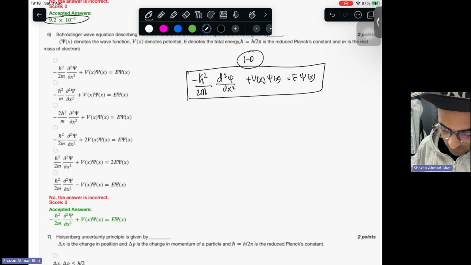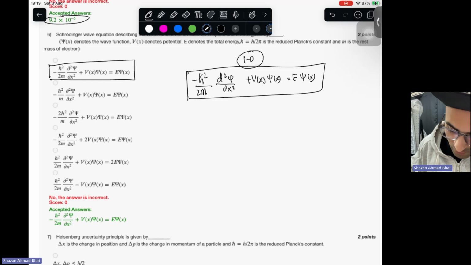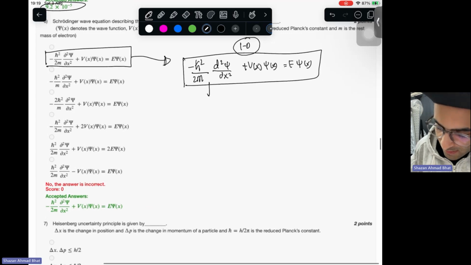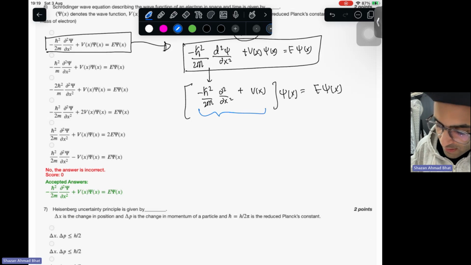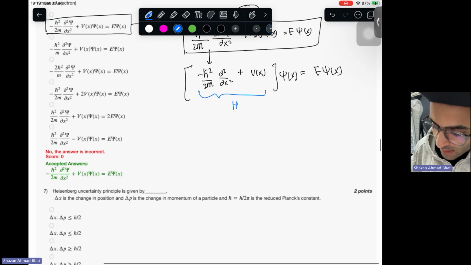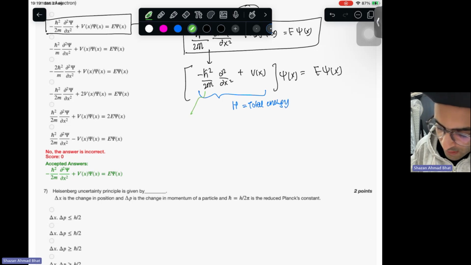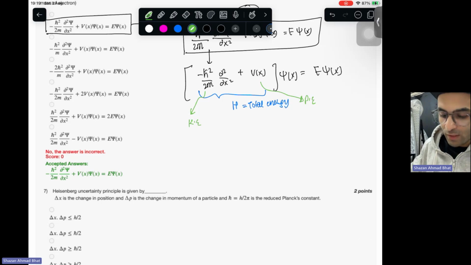Okay, so you write minus h bar square divided by 2m. So this particular thing is the answer of this question. So if you just take, you can write it as minus h bar square by 2m d square by dx square plus v of x psi of x to be equivalent to e psi of x. And this particular thing is basically called the Hamiltonian. It is the total energy of the system, which is composed of the kinetic energy part and the potential energy part. As simple as that.